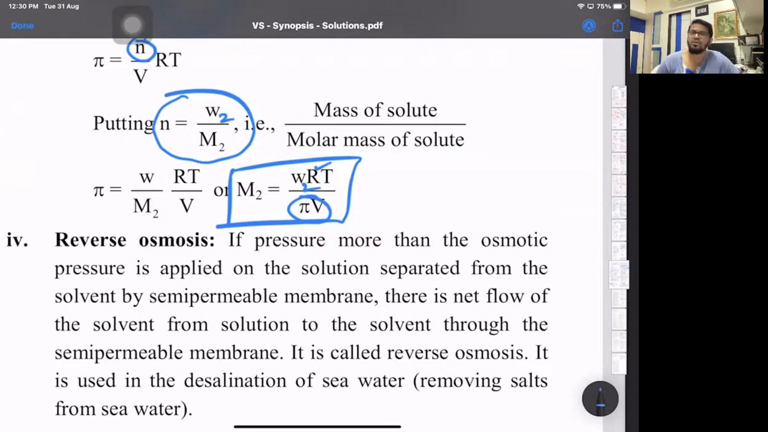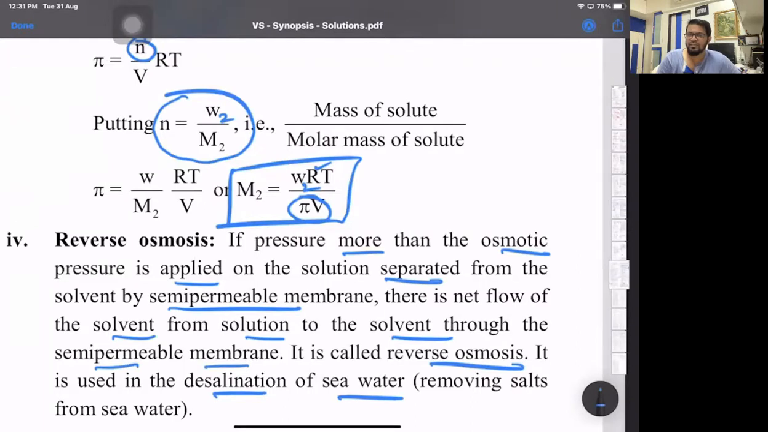So osmotic pressure is the external pressure applied on the solution to stop osmosis. Reverse osmosis: what is it? If pressure more than the osmotic pressure is applied on the solution, then reverse osmosis takes place. That is, solvent from the solution will enter the pure solvent. So if pressure more than the osmotic pressure is applied on the solution separated by the semi-permeable membrane, then the net flow of solvent from solution to the solvent through the semi-permeable membrane is called RO, reverse osmosis, like the desalination of seawater. That is, you remove salts from the seawater.